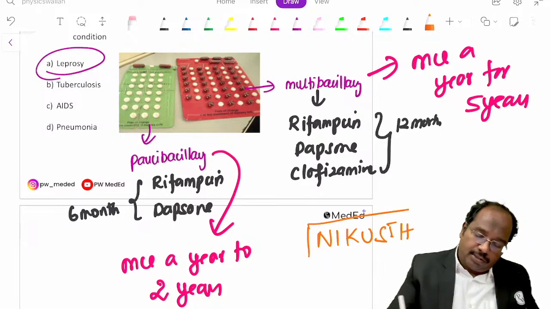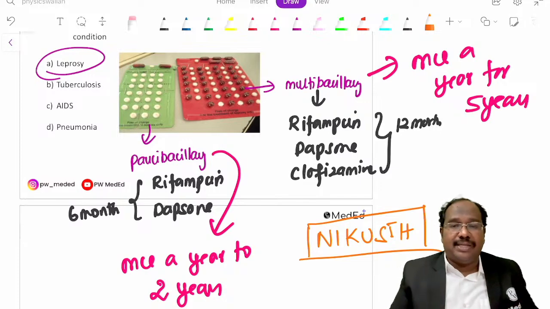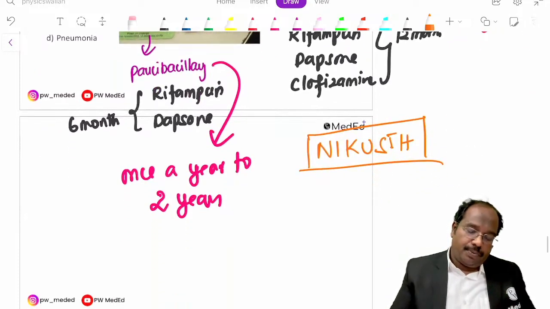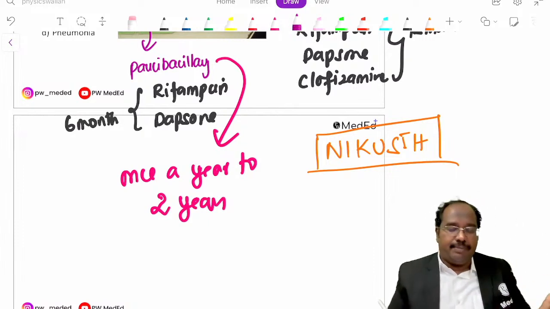Okay, for monitoring cases of TB, we have NIKSHAY. For leprosy, it is NIKUSTH actually. Okay, so what is the treatment that WHO recommends?